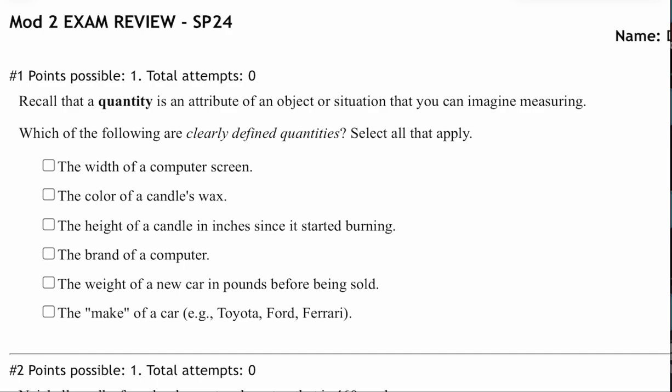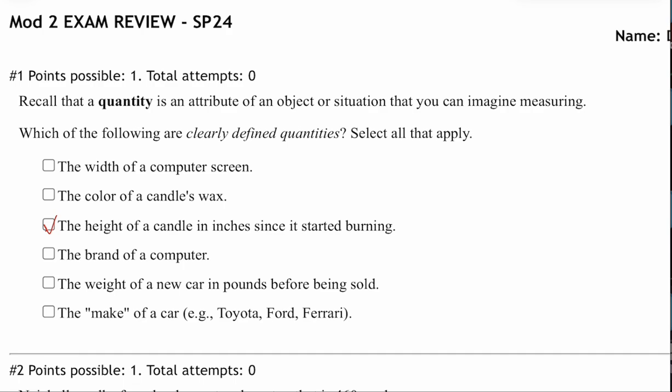or situation that you can imagine measuring. And which of these are clearly defined quantities? So if we take a look, the width of a computer screen could be a quantity, but since we don't know, should we measure it in inches or centimeters, that one's out. The color of a candle's wax, that is a color, not a quantity. The height of a candle in inches, since they've actually specified the fact that we are measuring a height and we've measured the units in inches.